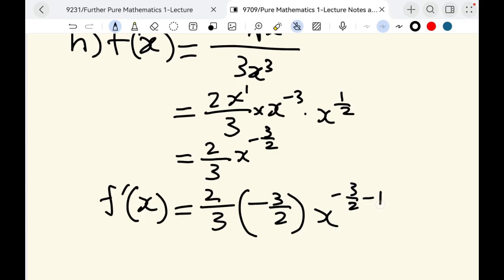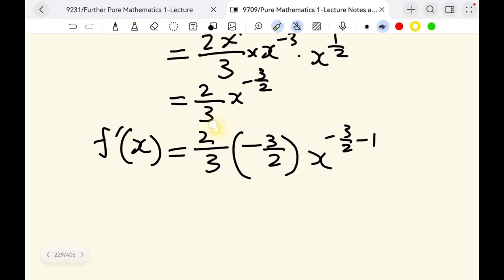All right. So what you can see over here, 2 over 3 times 3 over 2, which you can cancel out to get negative 1. So I put the negative over here to save some space. All right. Because your answer cannot be omitted too much. And what about negative 3? Negative 3 over 2 minus 1, which is negative 5 over 2. Okay?